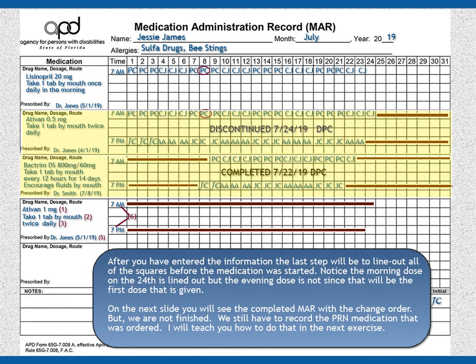After you've entered the information, the last step will be to line out all of the squares before the medication was started. Notice the morning dose on the 24th is lined out, but the evening dose is not since it will be the first dose that is given.